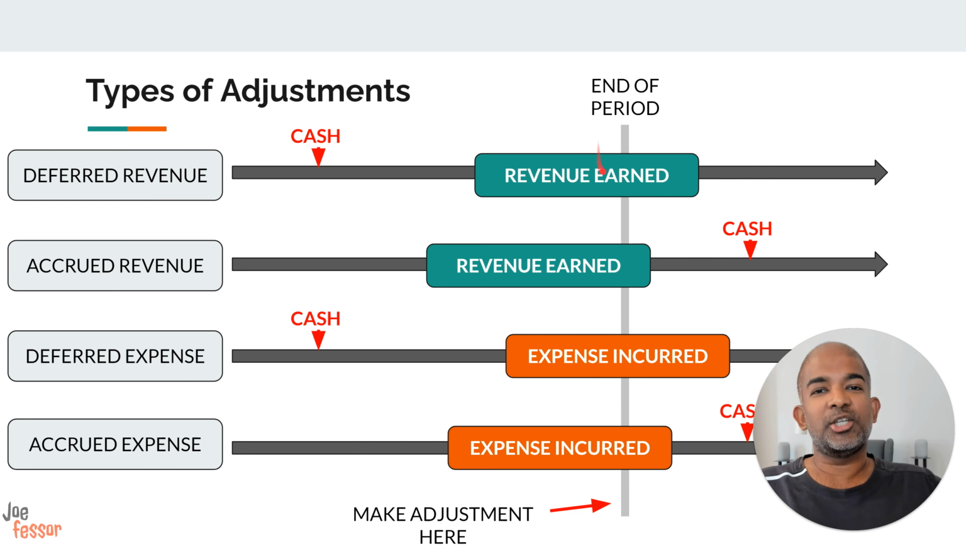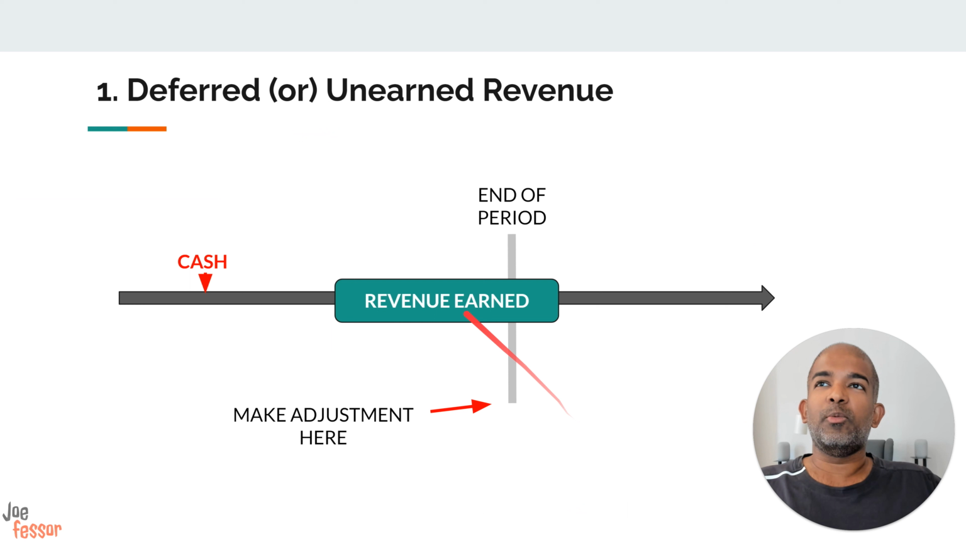So you always make adjustments at the end of each time period so you can correctly capture the revenue earned and the expenses incurred up until that point. Now we'll look at the 4 categories in a bit more detail. We'll start with the first one, deferred or unearned revenue.